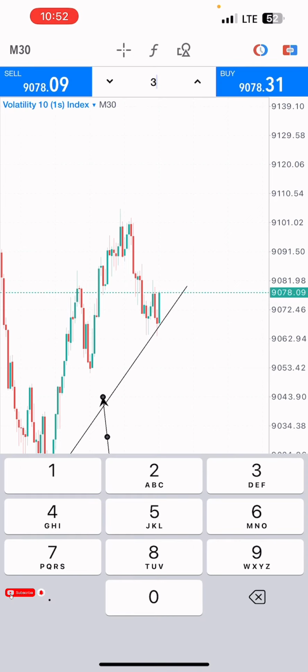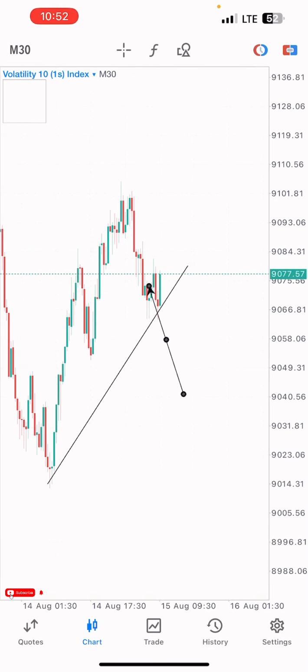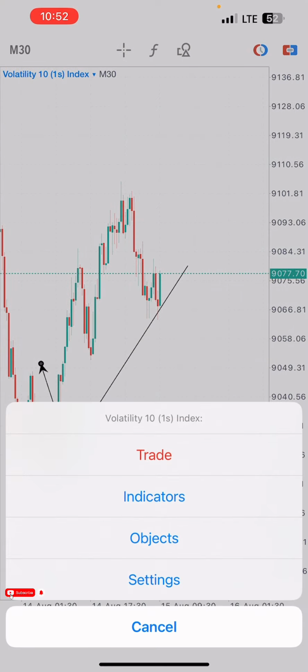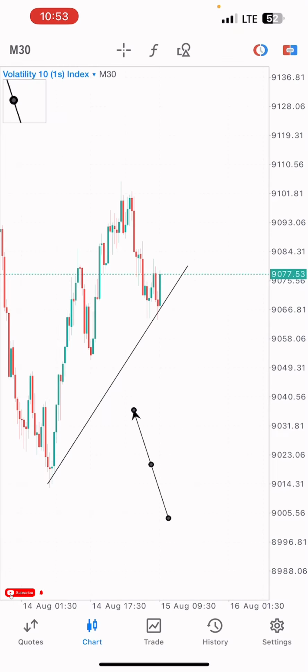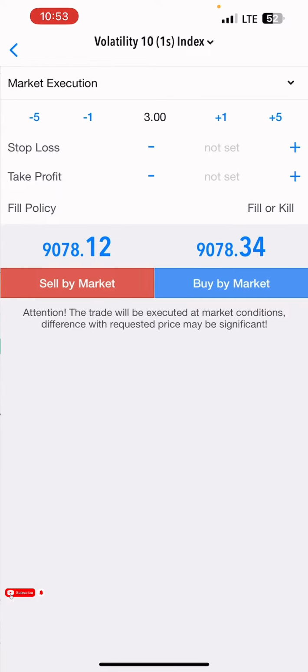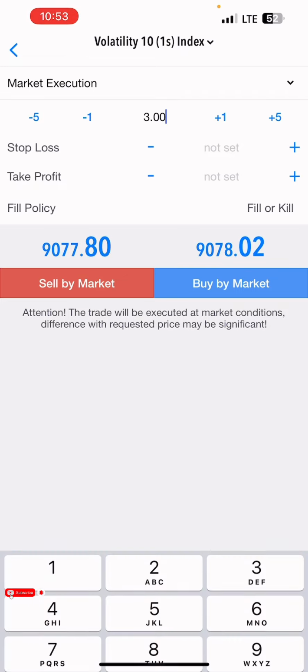Okay, let's check the minimum lot size. To check the minimum lot size on a trade, tap on your screen, click on trade. Remember, we first had a trade on V50 index, and the minimum lot size is 3. The minimum lot size on volatility indexes is not the same as the forex market, where we have 0.01 lot size as the minimum lot size for all forex pairs.